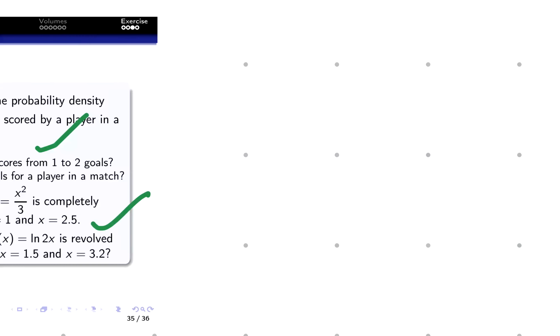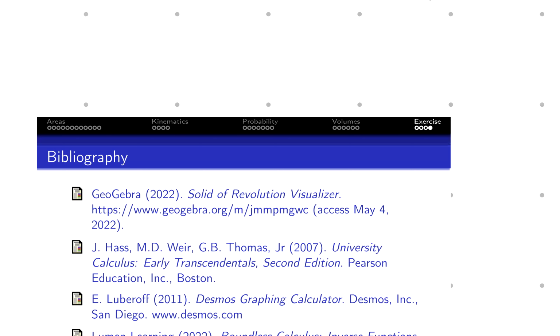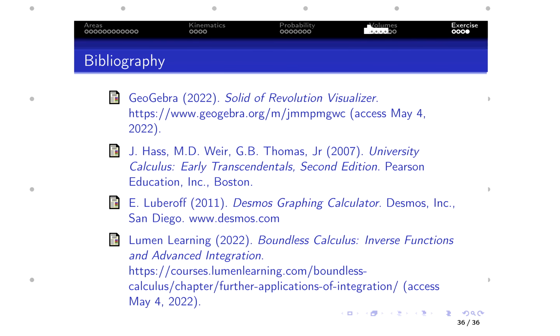So with that, you have everything sorted. Except that I also still need to show you some resources that can be useful for you. I have them right here again. I've told you about GeoGebra. I used it as a solid of revolution visualizer to visualize the solid of revolution. Then of course, this is a very good calculus book, Early Transcendentals, University Calculus, and then the Desmos graphing calculator for all the graphs you've been seeing. Then of course, some other material right here.